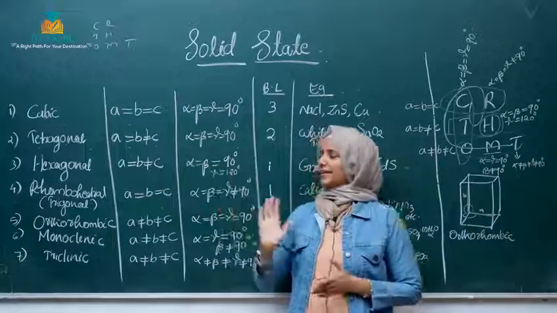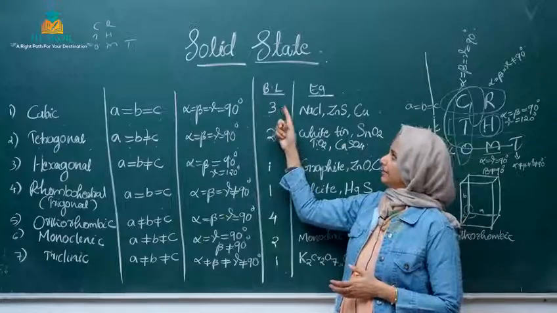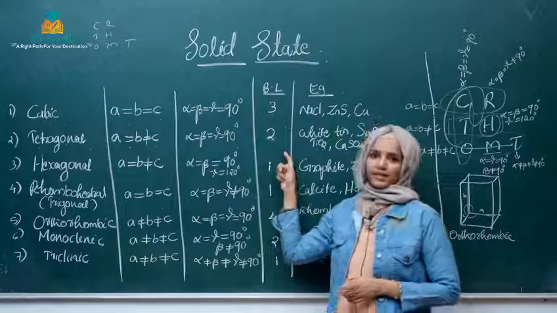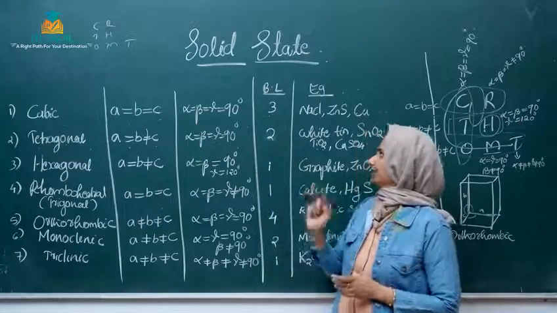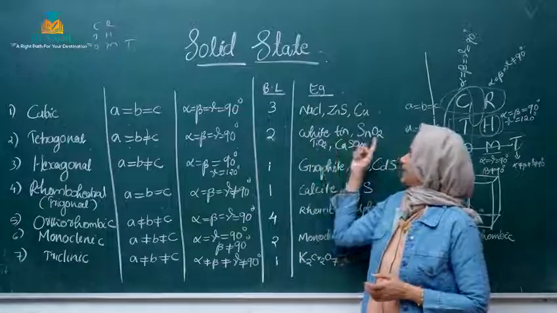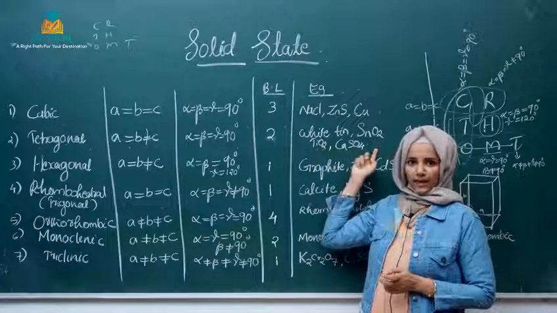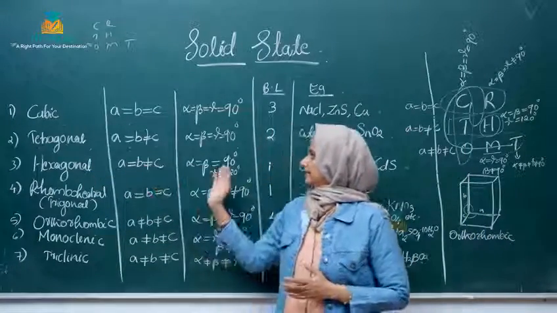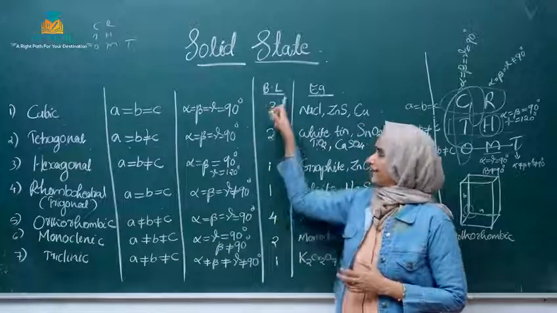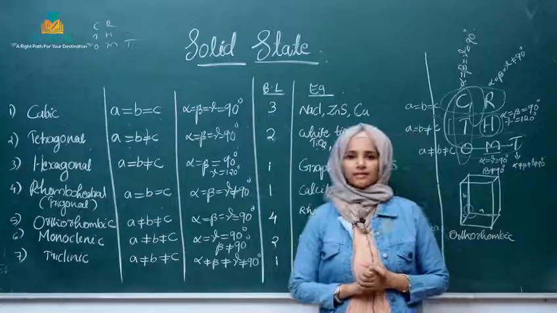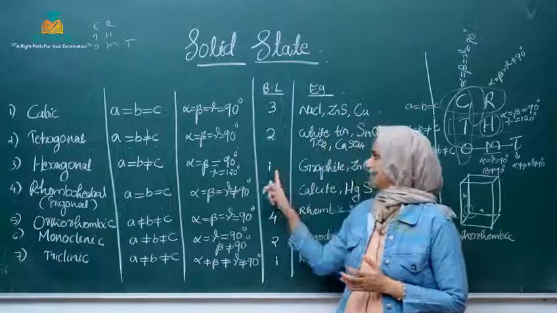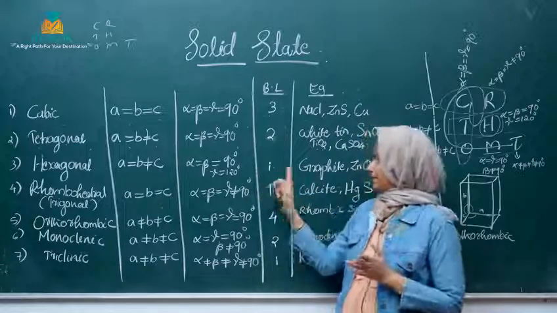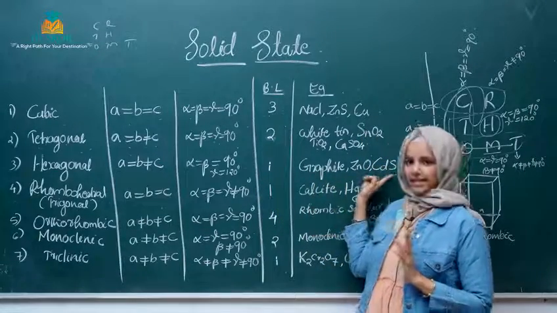In the second system, the tetragonal system, we have 2 Bravais lattices, that is, primitive and body centered. The examples are white tin, SnO2, TiO2, CaSO4, etc. Then the third system, hexagonal. About the lengths and angles I told you. Then what about the Bravais lattice? Only one Bravais lattice is possible in hexagonal, which is primitive. Examples are graphite, ZnO, CdS, etc.